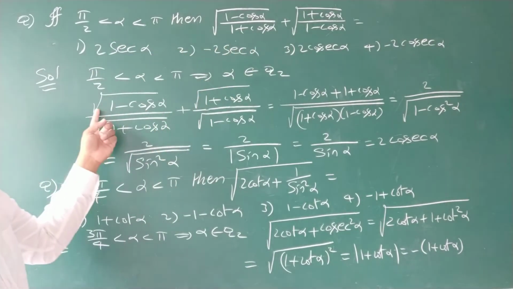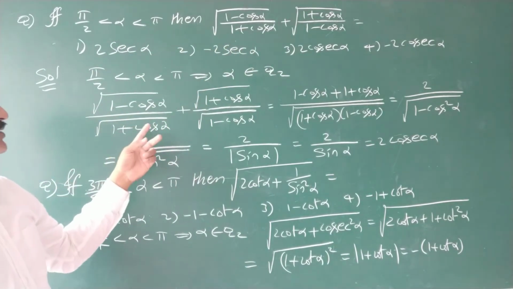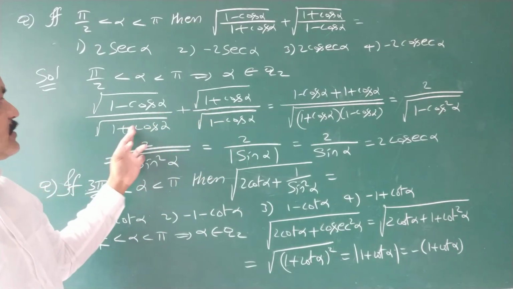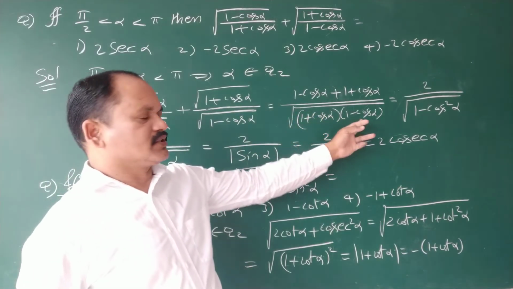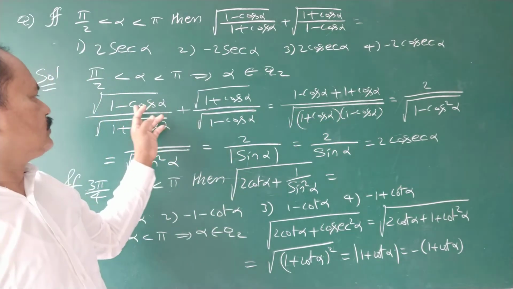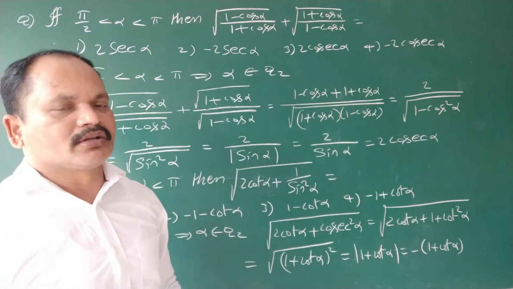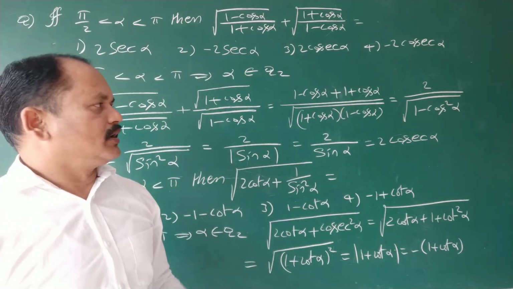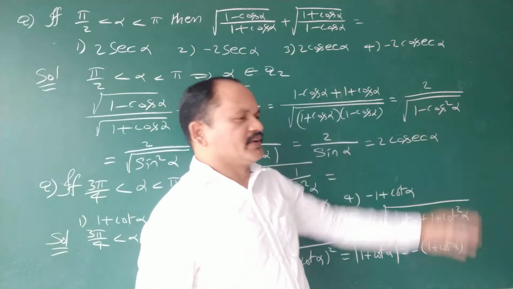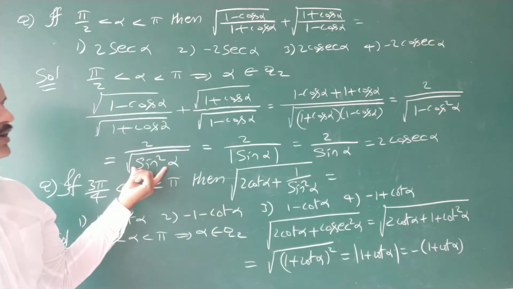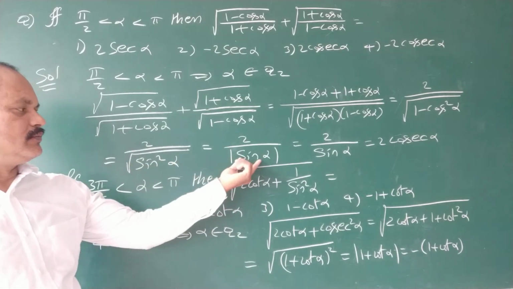That is root of 1 minus cos alpha by root of 1 plus cos alpha, plus the other term. We have to take the LCM. The LCM is the product of these two, root of (1 plus cos alpha) into (1 minus cos alpha). Now the numerator is 1 minus cos alpha plus 1 plus cos alpha. These two get cancelled, so we get 2 in the numerator and in the denominator root of 1 minus cos square alpha. That's why it is 2 by root of 1 minus cos square alpha, so that is root of sine square alpha, and root of sine square alpha is mod sine alpha.